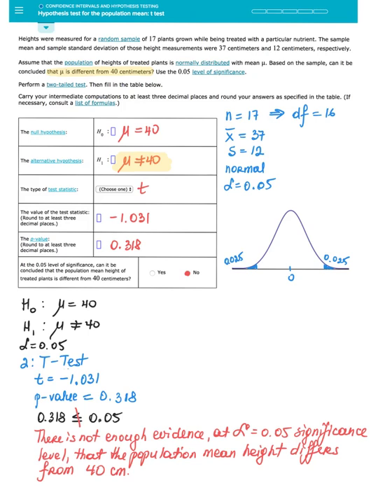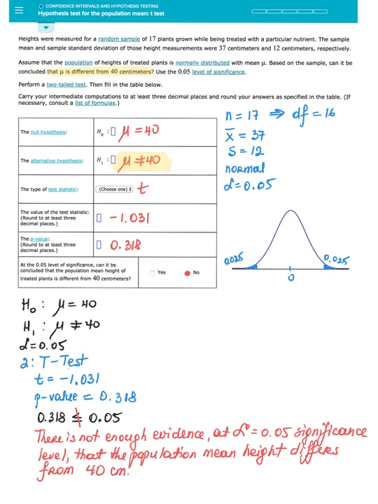In this lesson, we will learn how to perform the hypothesis test for the population mean using t-test, specifically using the TI-84 t-test feature. Heights were measured for a random sample of 17 plants grown while being treated with a particular nutrient. The sample mean and sample standard deviation of those height measurements were 37 centimeters and 12 centimeters, respectively.